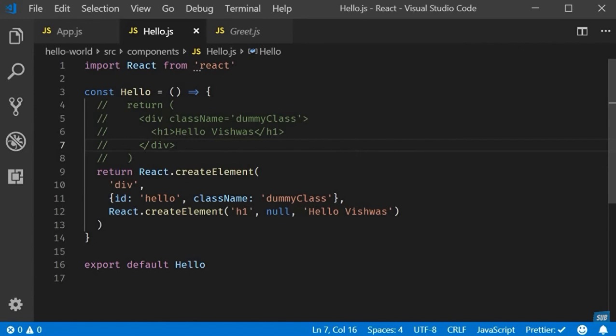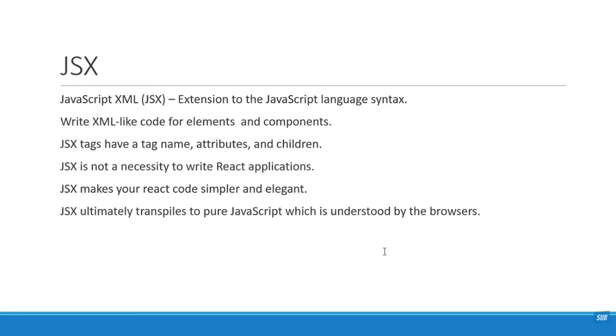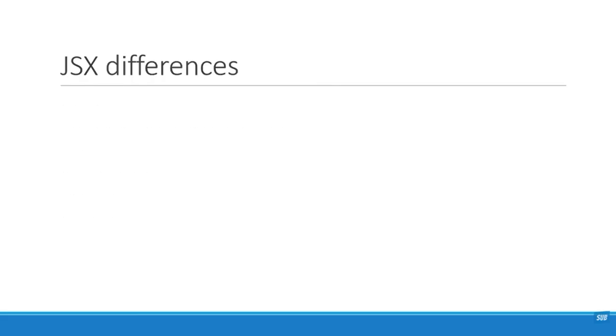Our example just has 2 elements. But imagine a component with 10 or 100 elements. It starts to become really clumsy. JSX, on the other hand, will keep the code elegant, simple, and readable.